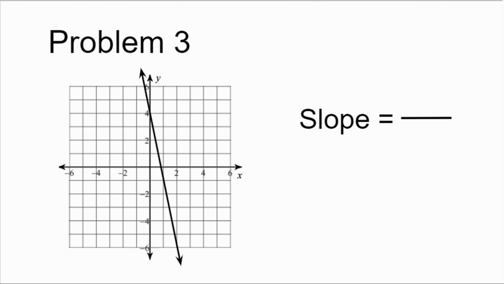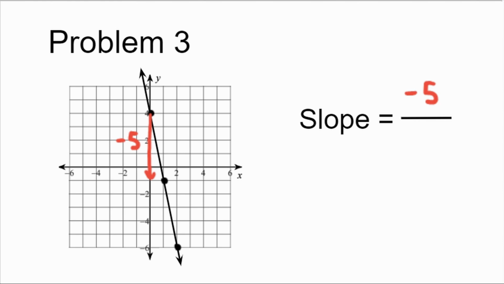Problem 3. Let's find the slope of this line. What are some points on the line that lie on clear intersections? We have the point 0, 4. We have the point 1, -1. And we have the point 2, -6. Now let's go ahead and find our change in y. Notice here we're shifting 1, 2, 3, 4, 5. We're shifting 5. But since we're moving down, it's going to be -5. So the top of my slope is going to be -5.